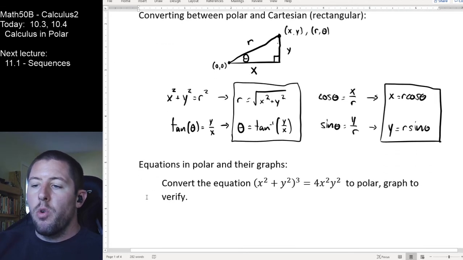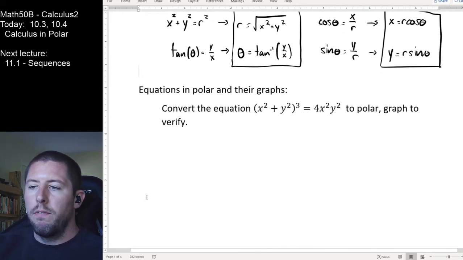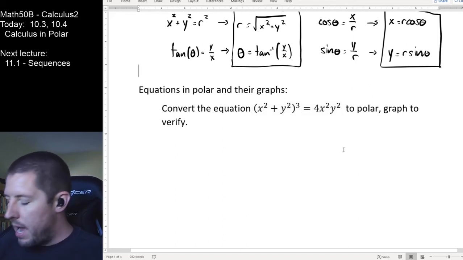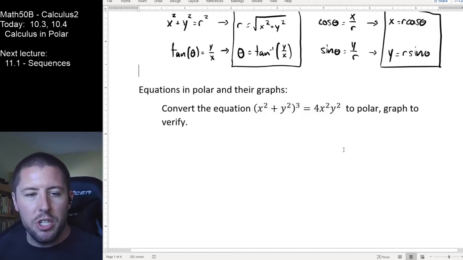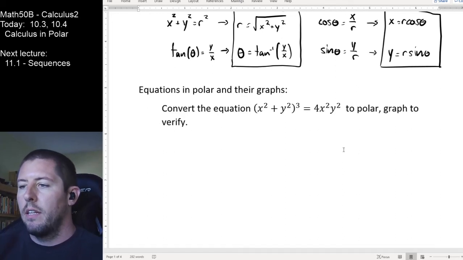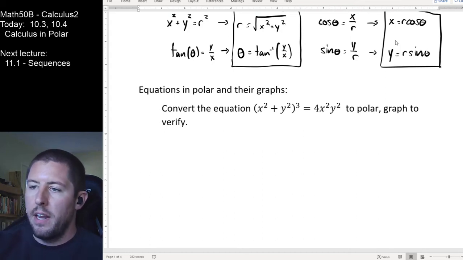So what can we do with these? Well, we can convert information that's in rectangular into polar. So convert this gross equation in rectangular into polar, and then we'll graph both results in Desmos and use that graph as our verification that we did the correct job here. So I want to take things that are currently in terms of x and y and turn them into things in terms of r and theta.